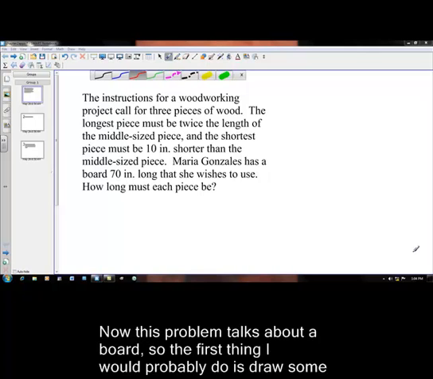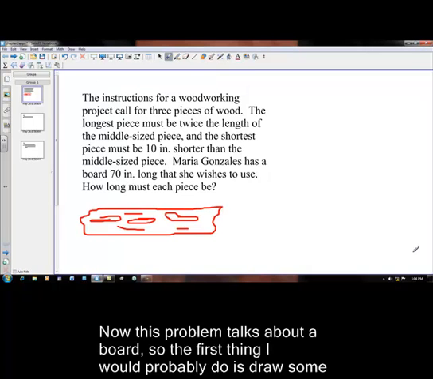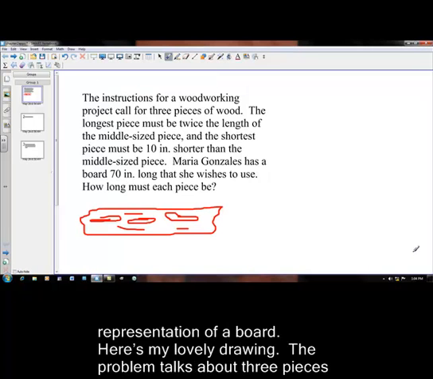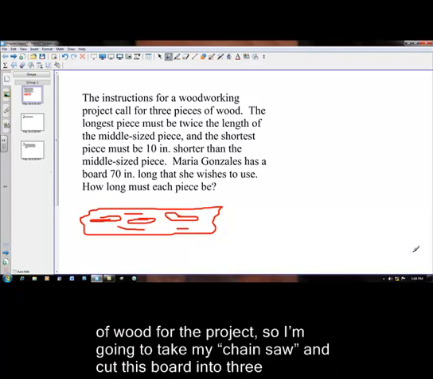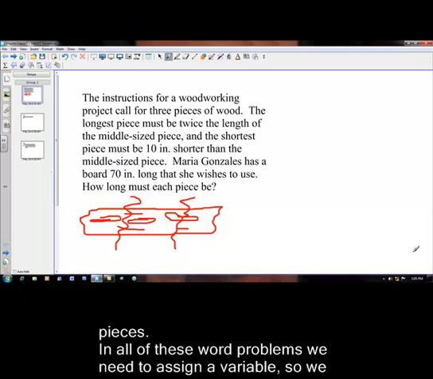Now this problem talks about a board. So the first thing I would probably do is draw some representation of a board. Here's my lovely drawing. The problem talks about 3 pieces of wood for the project, so I'm going to take my chainsaw and cut this board into 3 pieces.